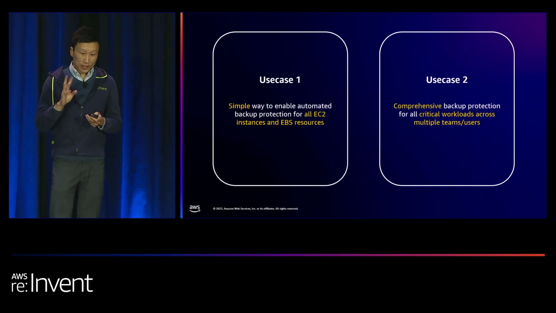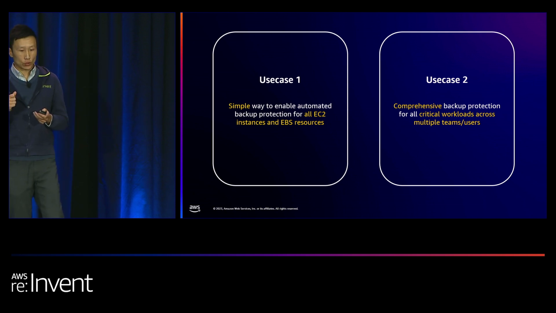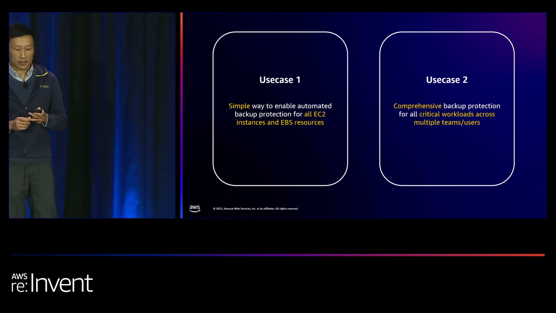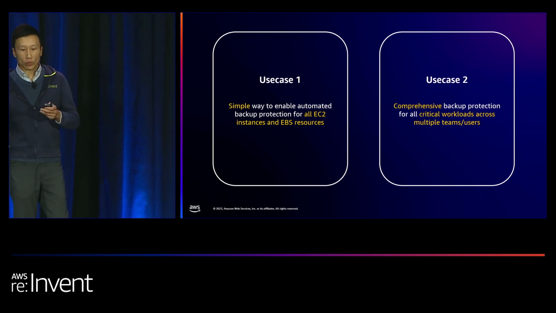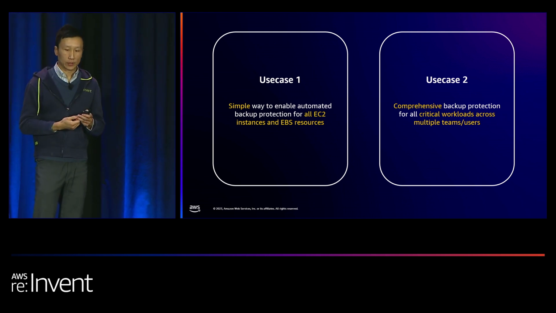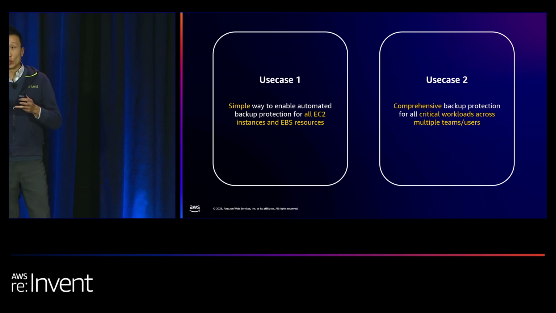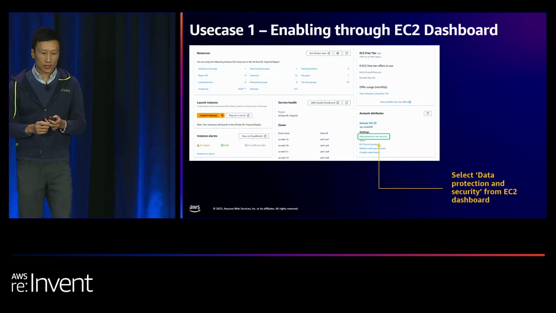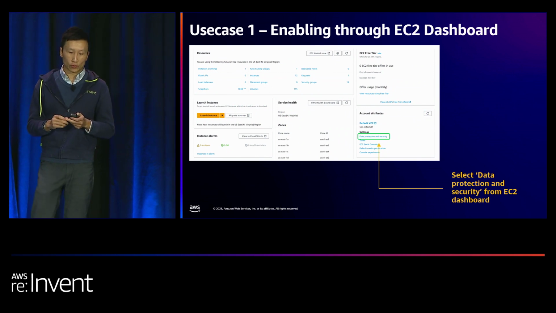So the 2 main use cases for default policy, one is just a really simple way to enable automated backup protection for all EC2 instances and EBS volumes. And the second one is sort of like the comprehensive backup protection if you have multiple teams and users using the same account.